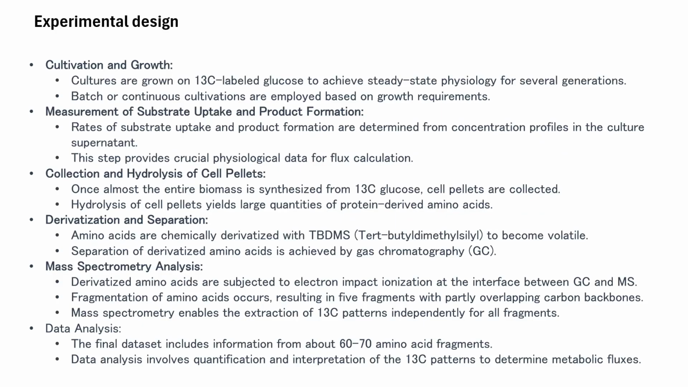First is the experimental design. Cultures are grown in 13C labeled glucose to achieve steady state physiology for several generations. So instead of glucose, they give 13C glucose over multiple generations so as to achieve this steady state physiology. Batch or continuous cultivations are employed based on growth requirements, and measurement of substrate uptake and product formation is determined from concentration profiles in the culture supernatant. These steps provide crucial physiological data for flux calculation.